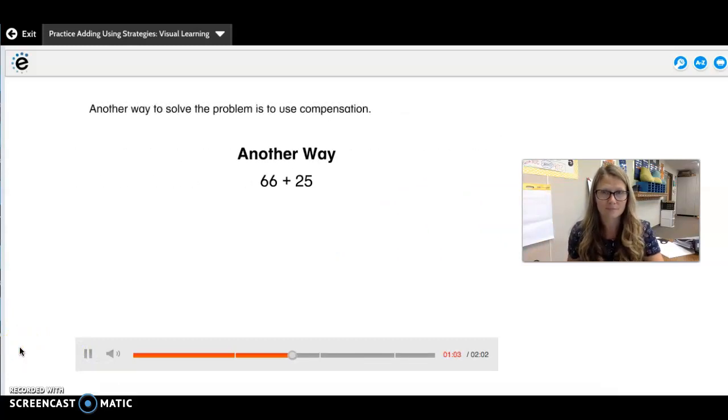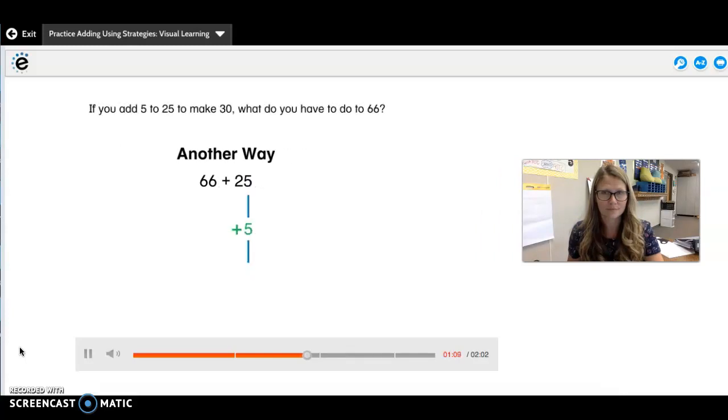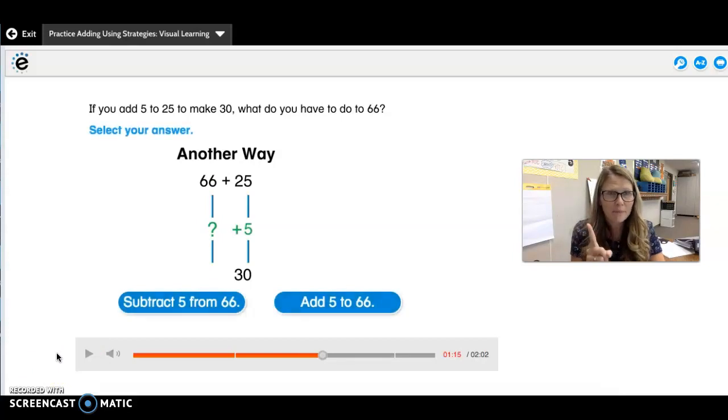Another way to solve the problem is to use compensation. If you add 5 to 25 to make 30, what do you have to do to 66? Select your answer. Remember, if I do something to one addend, I have to do the opposite thing to the other. So if I've added here, I have to subtract. But what am I going to subtract? Do I subtract 5 or do I add 5? Well, adding 5 means I've added way too many, and I've completely changed my sum. I have to make sure that whatever I do, the opposite is done. So if I add, I subtract 5 from 66.